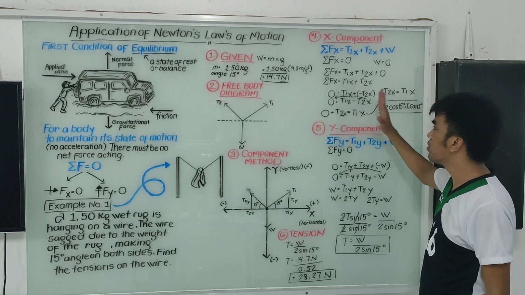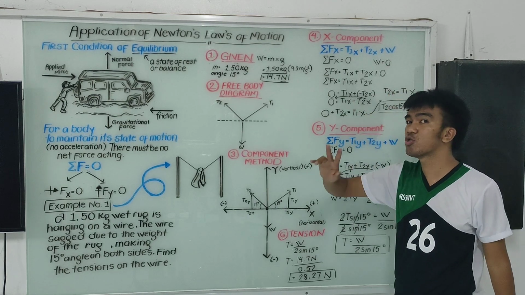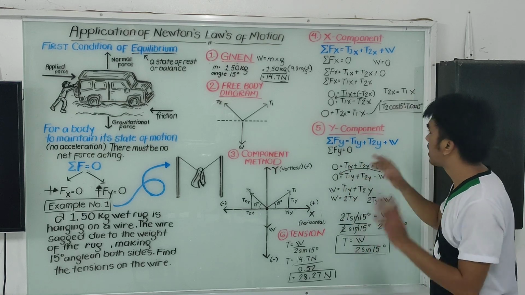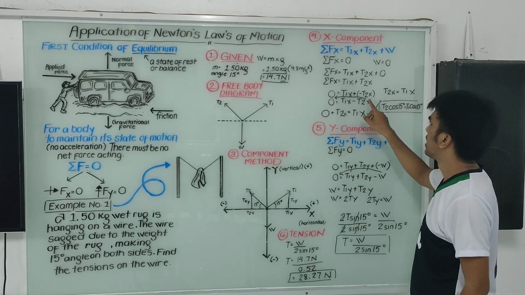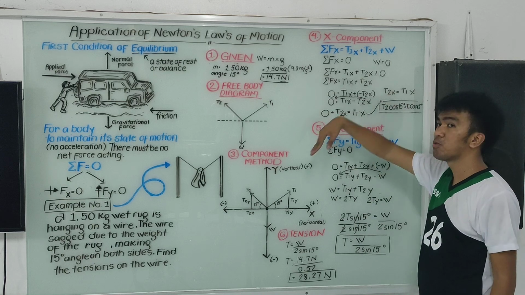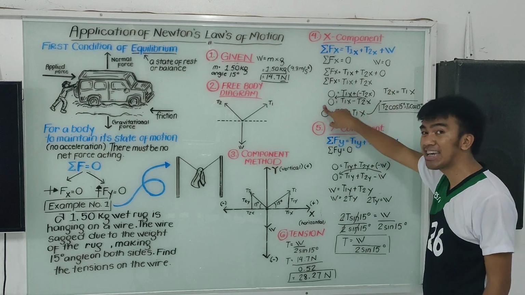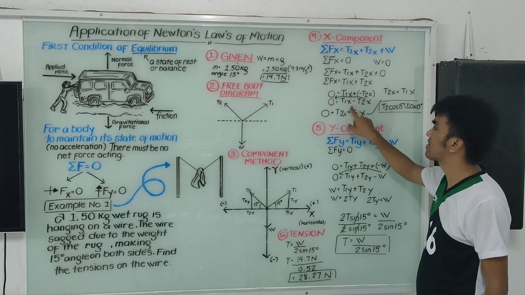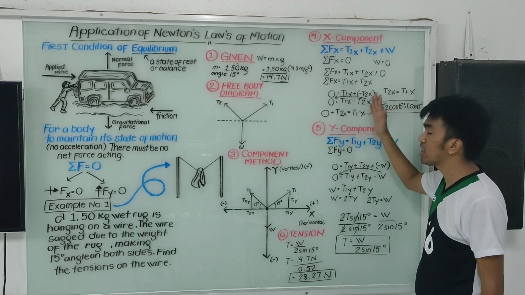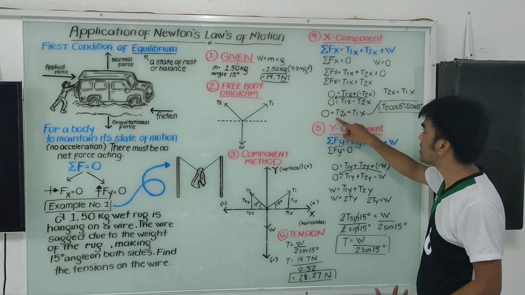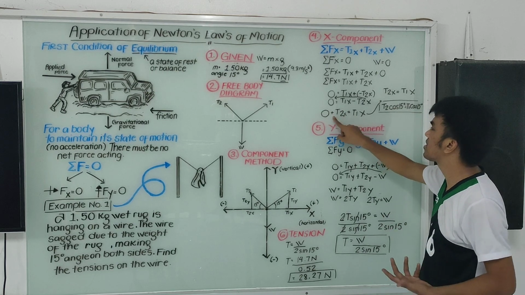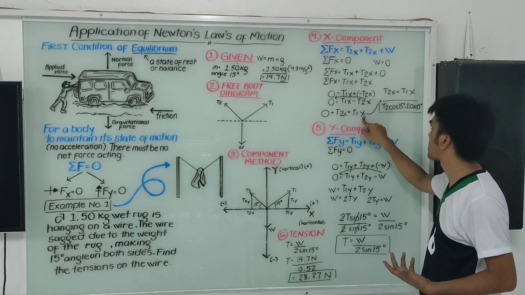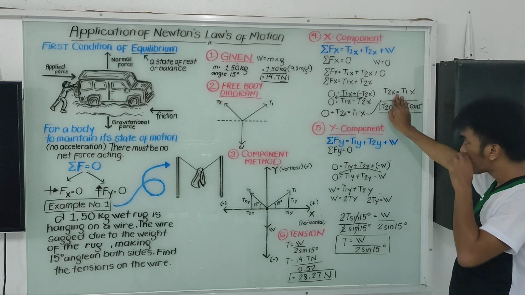And then since we are proving that tension 1 and tension 2 must be equal, this one will be transposed to this side. So it will become now, the sign will be changed. So 0 plus T2x, it becomes positive, is equal to T1x. So, that's it.